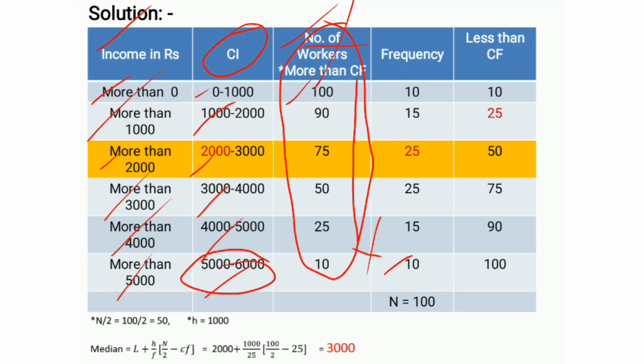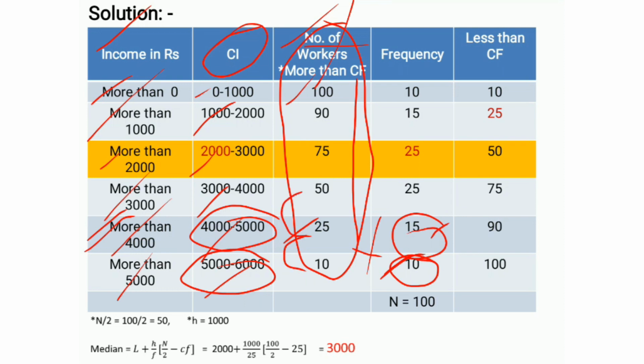The first value, more than 5000, you have taken as 10. What is the second value? More than 4000, how many are there? 25 are there. Out of 25, there are 10 people who belong to more than 5000, but I need 4000 to 5000 now. 4000 to 5000 means 25 minus 10 equals 15. So follow the same procedure.